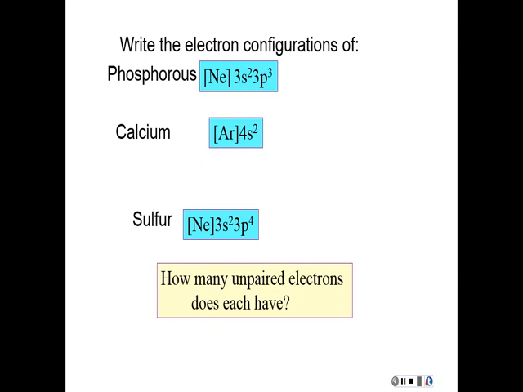How many unpaired electrons does each element have? Well, 3, none. Some people might think 2. Remember, there's only one s orbital, and 2 for the sulfur. And here we have them here. So notice for the sulfur, 4 electrons. Some people think, oh, that's 2 pairs, but it isn't, because you have 3 p orbitals. Each one can hold 2 electrons.